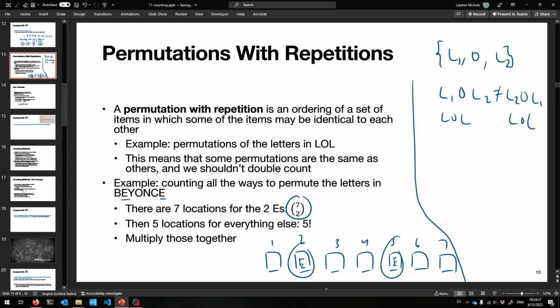There are 7 choose 2 options to place the E's, and it's not going to double count because order doesn't matter with combinations. Then for the rest of the characters, you have 5 slots left to fill in and 5 characters to choose from. So it's just 5 factorial. You could put 5 options here, then 4 characters here, 3 characters after that, then 2, and then you're forced on the last one to put the remaining character there. But that is the goal.